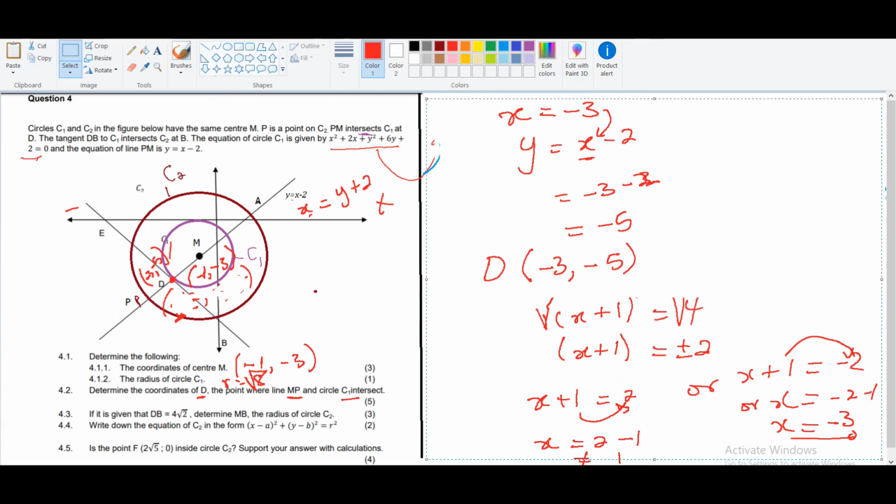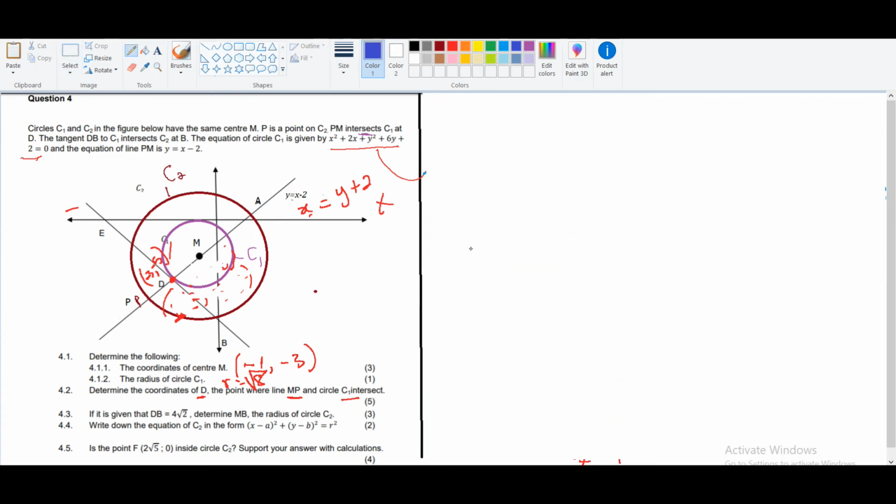Let's see. What are these people saying? All right. They are saying if TP is equal to 4√2, determine MP. Where is TP? Just before you read the whole sentence, picture where it is. This is TP, equal to 4√2. Let's write that one. TP is equal to 4 square root 2. Right? Determine MP, the radius of circle C2. They told you it's the radius of circle C2. So now we can just sketch like that.